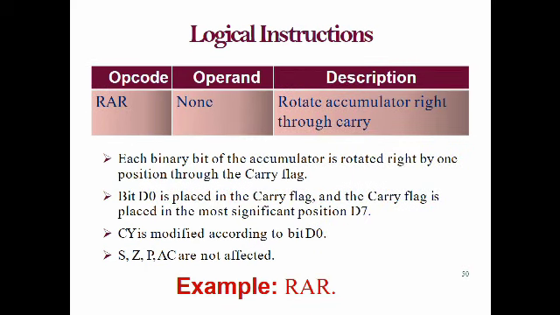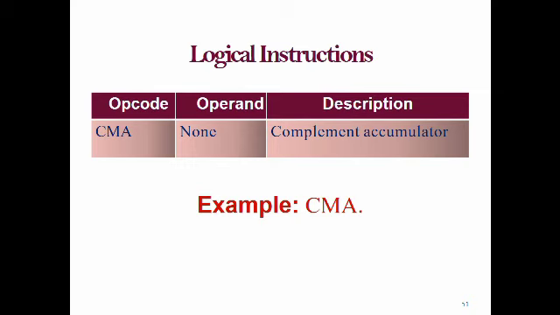RAR, rotate accumulator right through carry. Once again, this is the same kind of instruction and carry flag is modified according to bit D0. In this particular case, the binary bits of the accumulator are rotated right by one position through the carry flag, and bit D0 is placed in the carry flag and carry flag is placed in the most significant position D7.